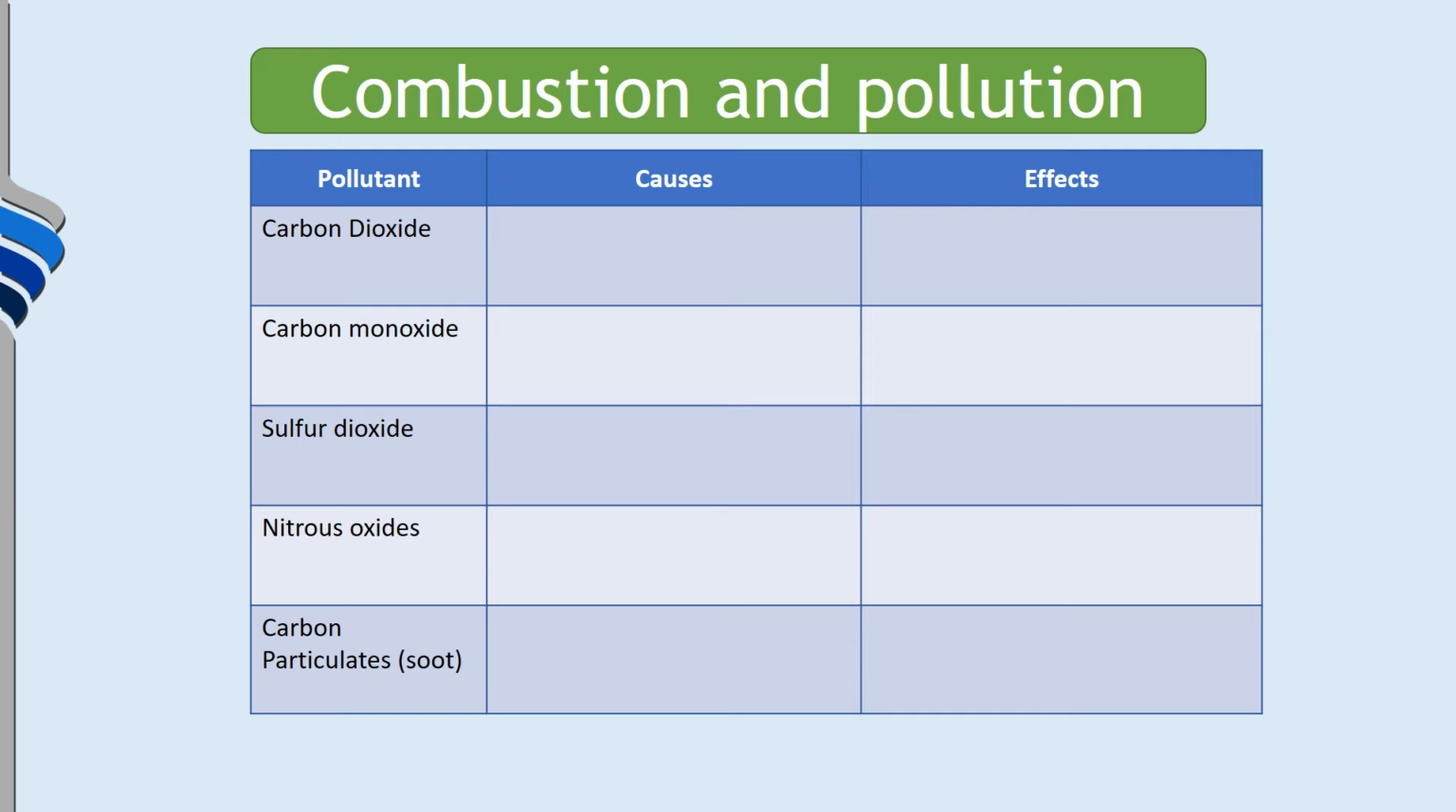We're going to look at what causes them, and we're going to look at the effects of them on the environment. So taking up a whole page, I suggest doing it landscape. Make sure that your causes and effects columns are much bigger than your pollutant column, because you're just putting the name of the pollutant. Can you pause the video and draw out that table, please?